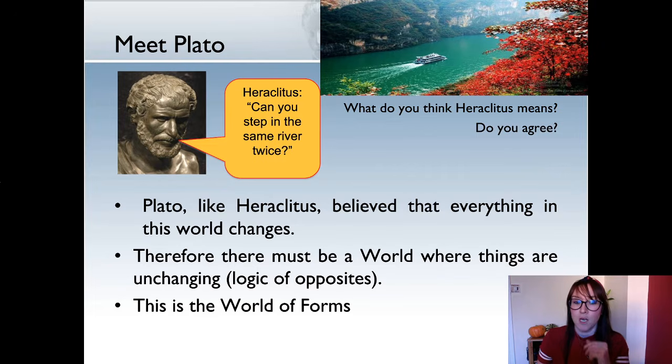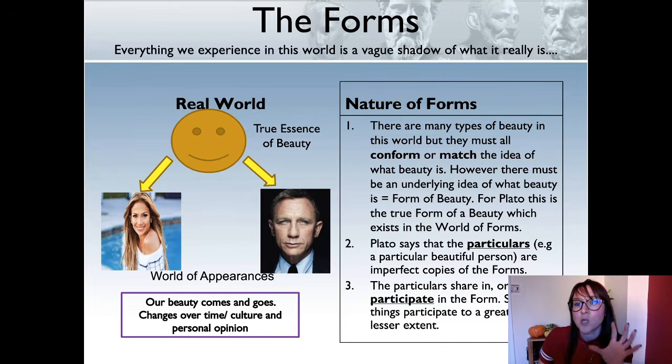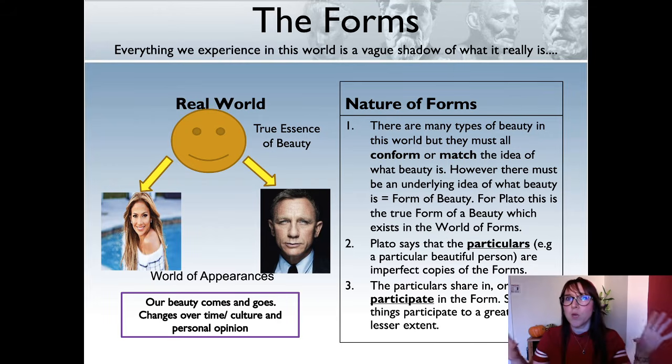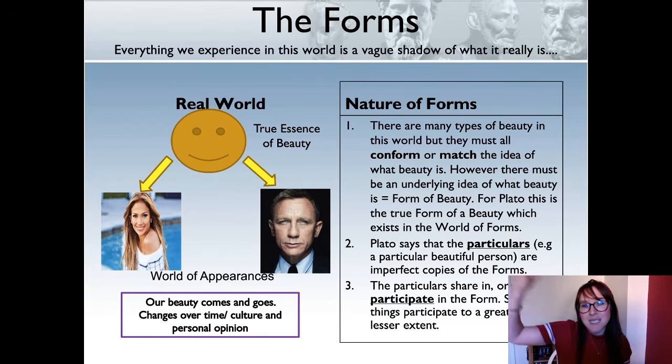that does not change. So the forms: everything we experience in this world is a vague shadow of what it really is. It's not real. This world is not real. Everything we experience is an imitation. It's a copy of the forms. The forms is the word or the name that Plato gave to explain the things, the concepts that are in this separate world. So there is a separate second world, the world of forms.